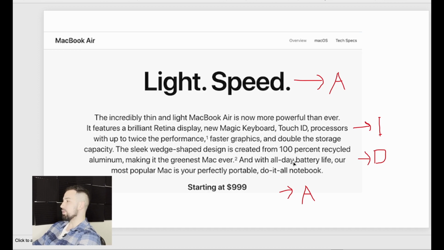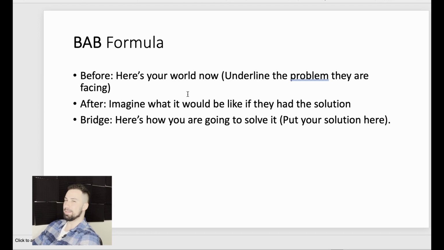And with all-day battery life, so here it is raising our desires. And with all-day battery life, our most popular Mac is a perfectly portable, do-it-all notebook. And then starting at $999, bam, they put the action there. So literally the full AIDA starts with attention, interest, desire, and action. Apple uses this really well. Let's move on to the 8th one, I guess.